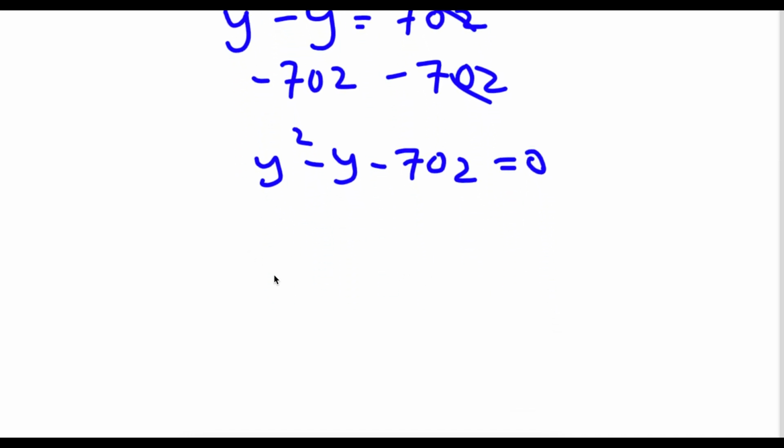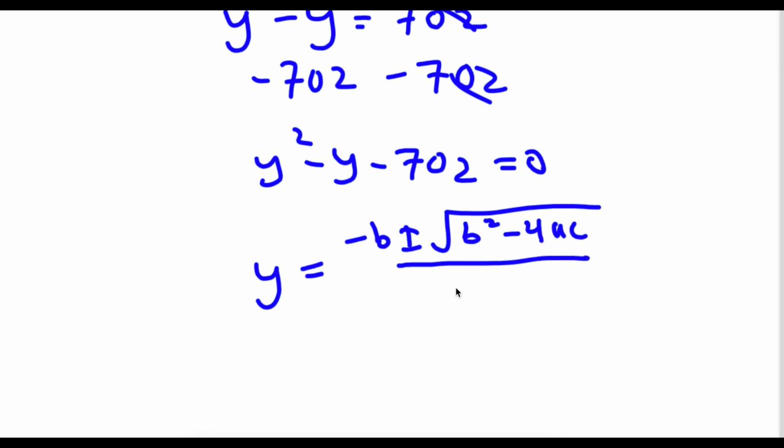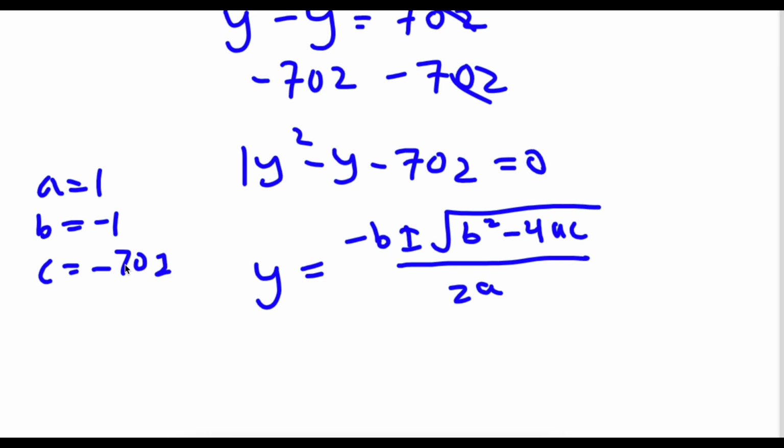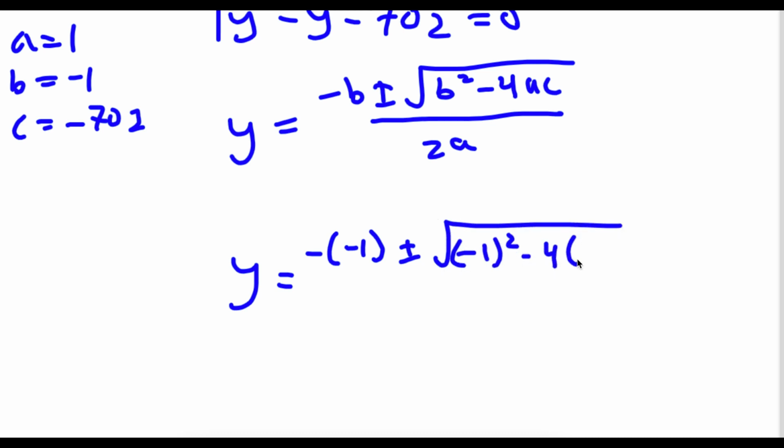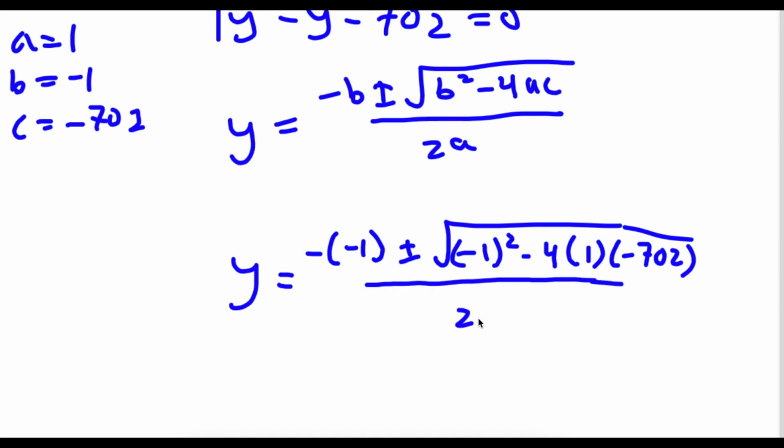Now to solve this, I'm going to be using the quadratic formula, which is negative b plus or minus the square root of b squared minus 4ac over 2a. And in this case, a is 1, b is negative 1, and c is negative 702. So now I have negative b, so negative of negative 1, plus or minus the square root of b squared, so negative 1 squared, minus 4 times a, which is 1, times c, which is negative 702. I have this over 2a, so 2 times 1.